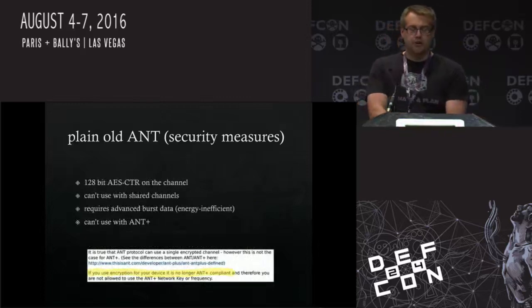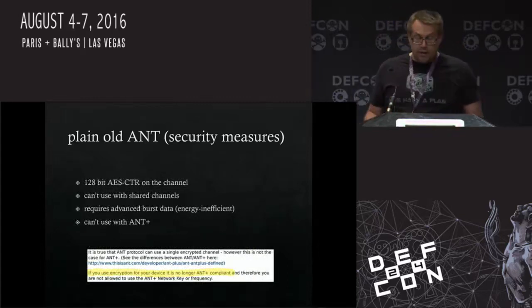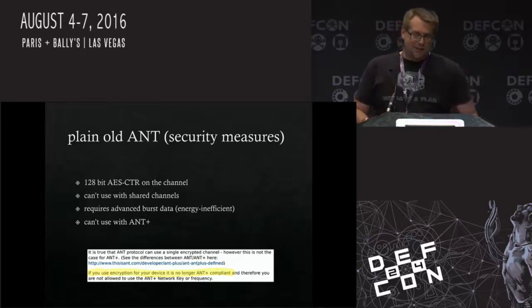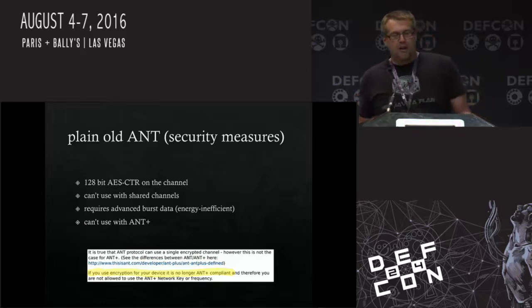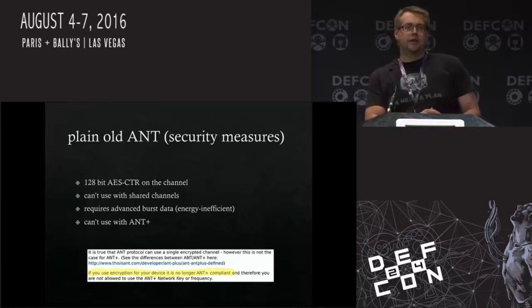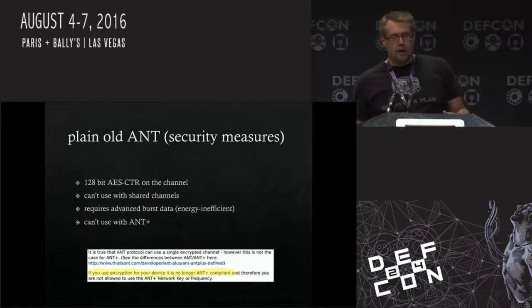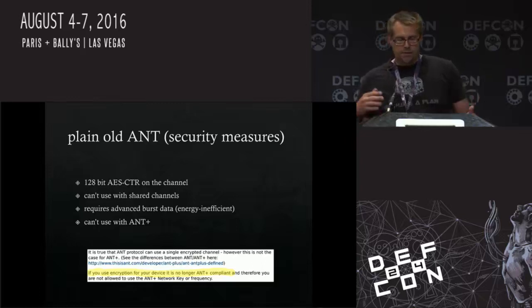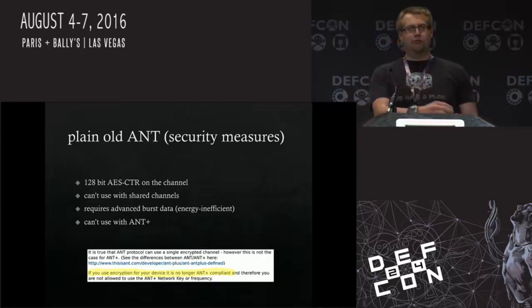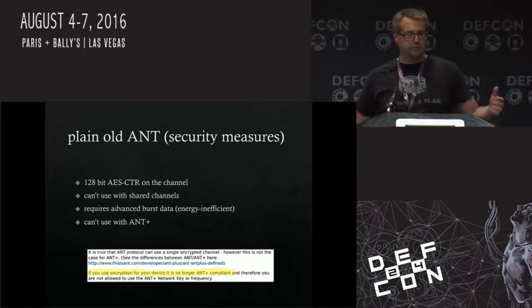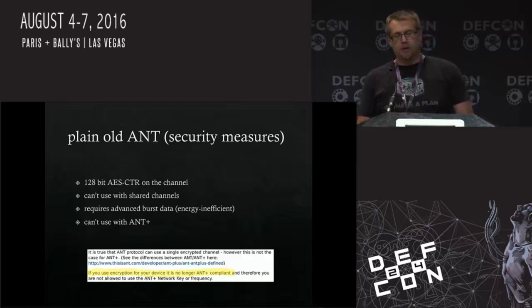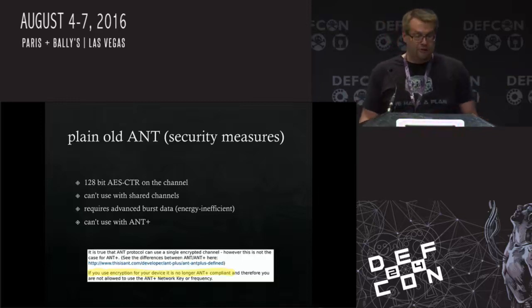Okay, another security measure, ANT channels can be encrypted with AES-CTR, but there are some problems with these too. You can't use them with shared channels, which makes it harder to implement, for example, one bike computer with multiple sensors. And also, it requires advanced burst data mode, which is highly energy inefficient, and it's kind of a problem with low energy devices.